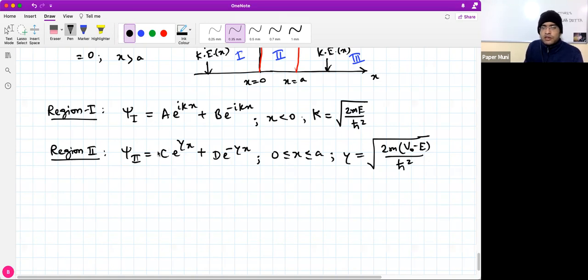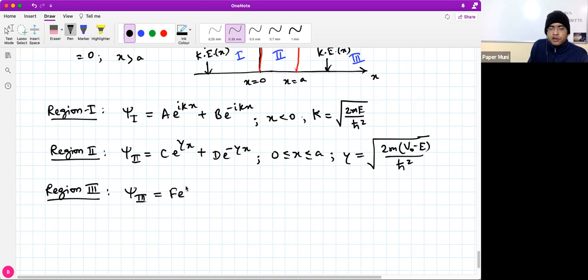Region 1 and region 3 will be the same as the previous case. Thus the change here is in region 2, the classically forbidden region. Now region 3 is psi 3 equal to F e^(ikx), for x greater than a, and k.